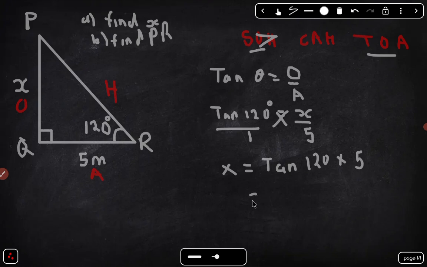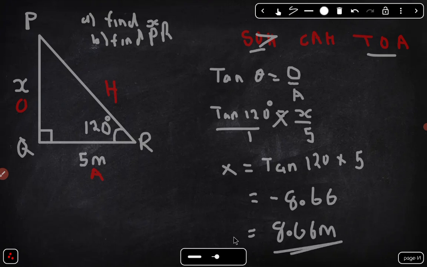What does that give us? Tan 120 multiplied by 5. When you do it on your calculator, that will give us negative 8.6. Okay, we're just going to say 8.66. We're not going to have negative values as lengths. So this is what you're going to get for this.